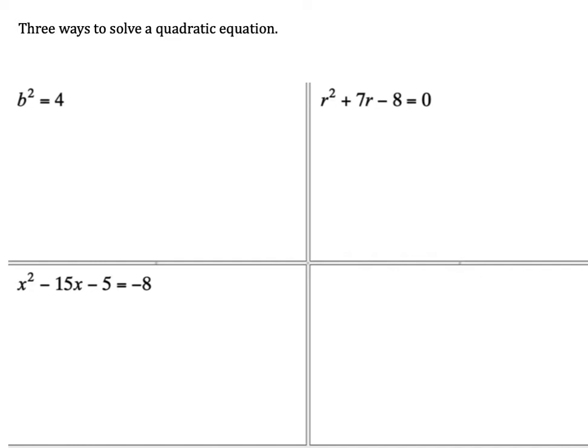Okay, so let's take a look at this first problem here. So we've got b squared equals 4. So hopefully the first thing that you're noticing here is that it seems pretty straightforward, right? We've got the variable isolated on one side. There's no variable over here on the other side. And there's only one term here, which is our square on the left-hand side. So this is an example of a problem that we're going to solve by taking the square root.